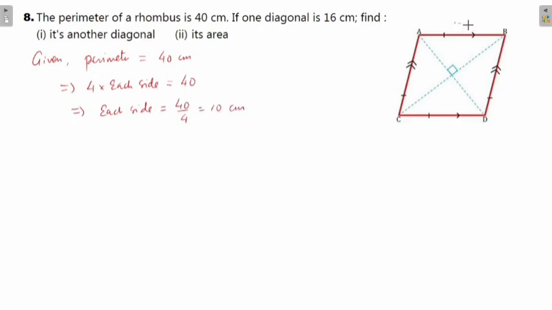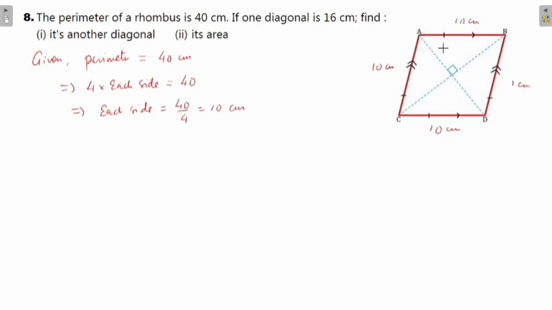That means this is 10 centimeter, this is 10 centimeter, this is 10 centimeter, and this is also 10 centimeter. So these are things that you need to remember. So we got each side to be 10 centimeter now. Now one diagonal is given. So you can take either this or this. So let's take this to be 10 centimeter.